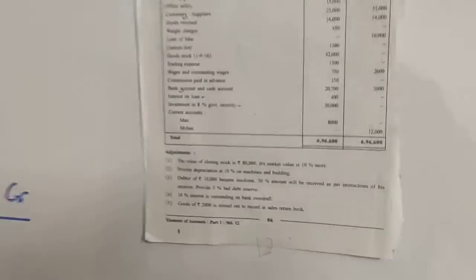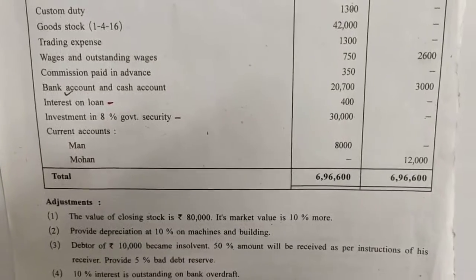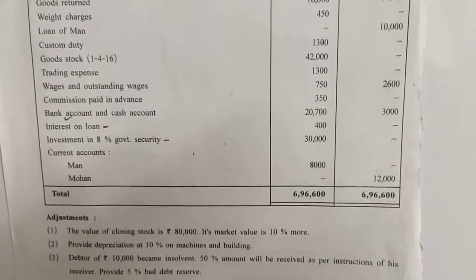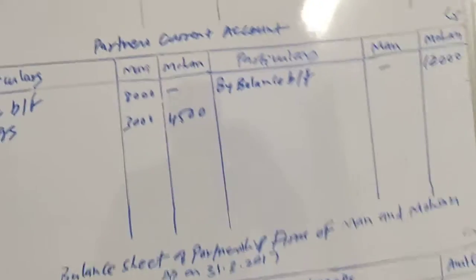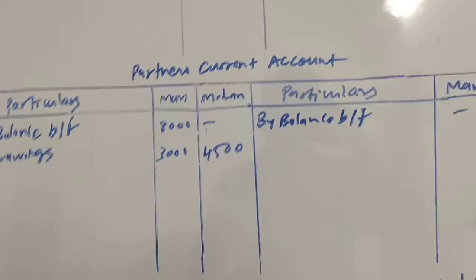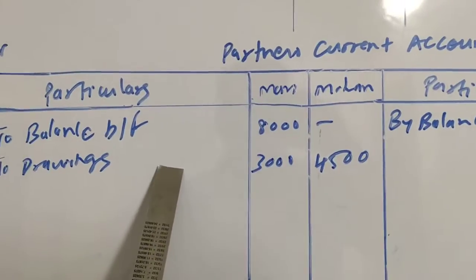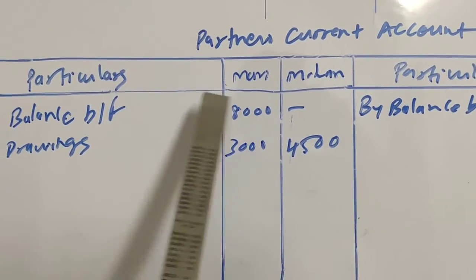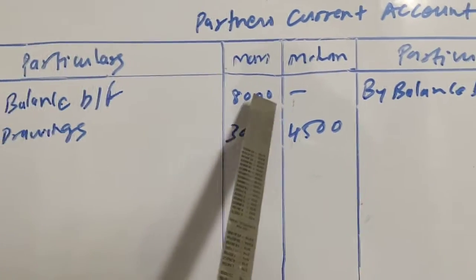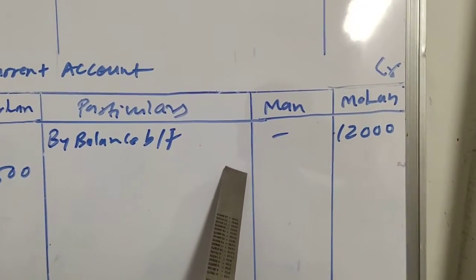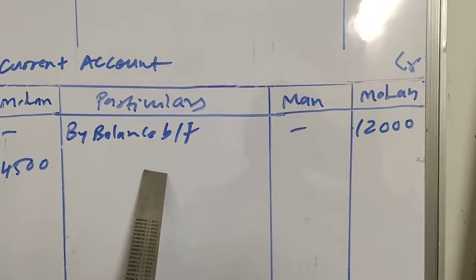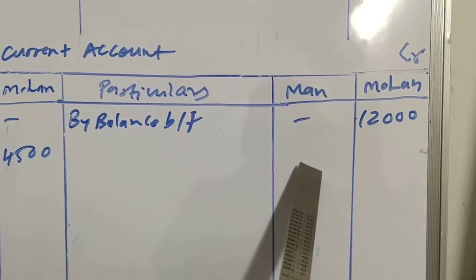The last item is current accounts. Man debit 8,000, Mohan credit 12,000. So these are the opening balances of current account. Accordingly they will be recorded in current account debit and credit side. To balance brought forward. Man was having debit balance, so written at the debit side 8,000. Mohan was having credit balance, so written at the credit side of Mohan's column.